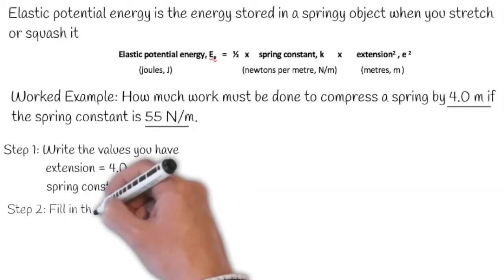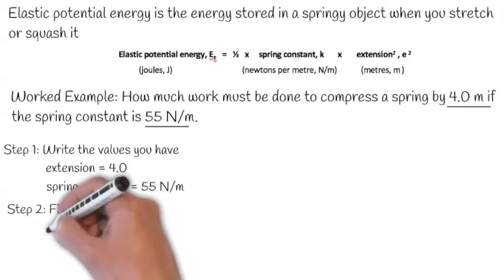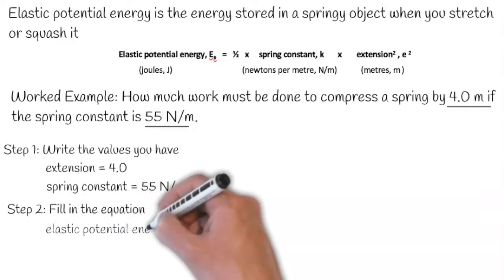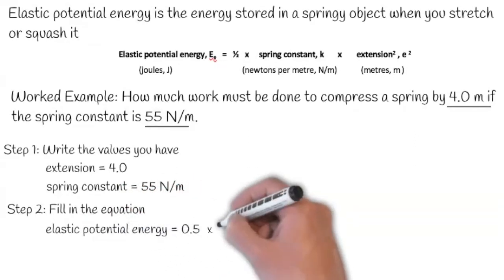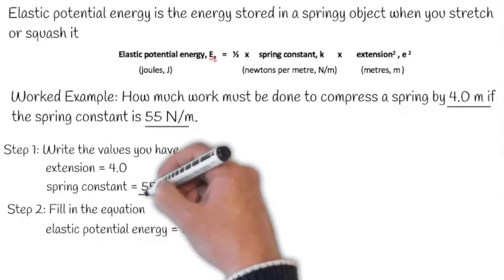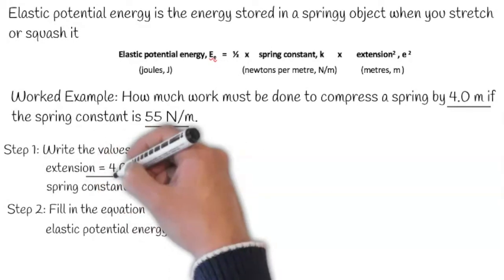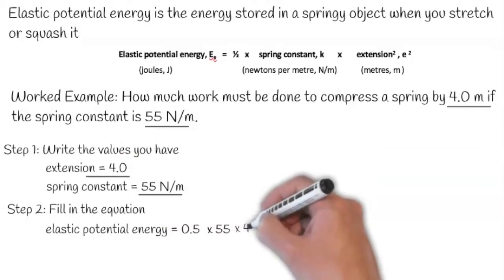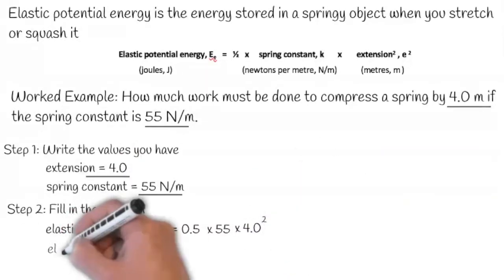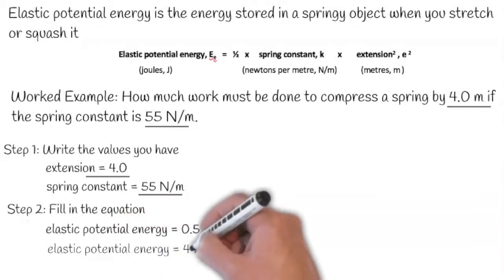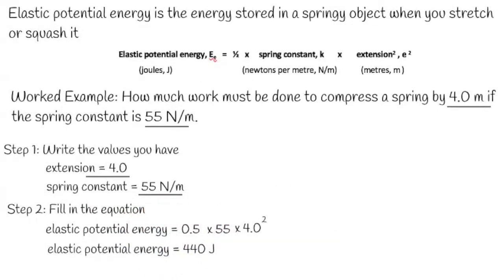We can now use these two values to work out the work done and therefore the elastic potential energy. So elastic potential energy is going to equal 0.5 times 55, which is the spring constant. And then we're going to times this by extension squared, so times 4.0 squared. Elastic potential energy is therefore equal to 440 joules.